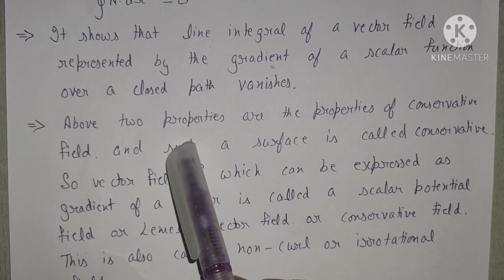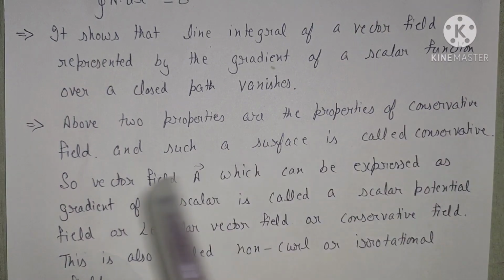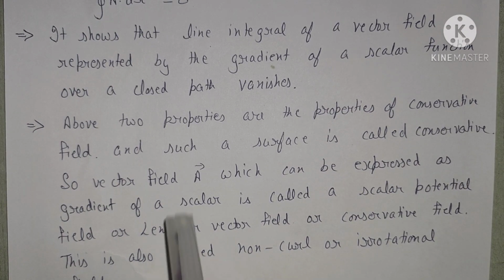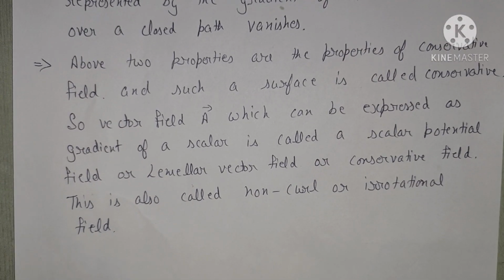The above two properties are the properties of a conservative field, and such a field is called conservative. So vector field A, which can be represented as gradient of a scalar, is called a scalar potential field or a lamellar vector field or conservative field. This is also called non-curl or irrotational field.